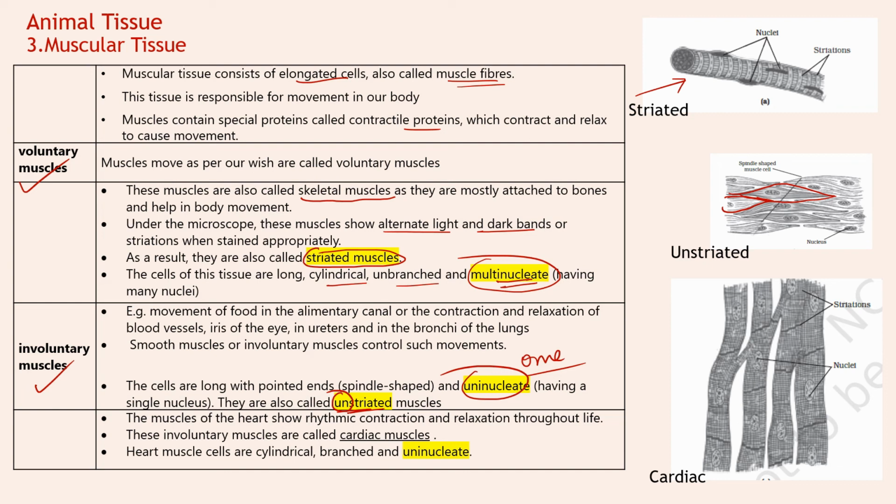Now comes cardiac muscle. It shows rhythmic contraction and relaxation movement in the heart. So they are known as cardiac muscle, and they are also uninucleate. So among these three types of muscles, the striated muscles, based on their name, once we stain them, show alternate bands. That's why they are striated. They are multinucleated, whereas unstriated and cardiac are uninucleate. Both are involuntary, but cardiac muscle shows rhythmic contraction and relaxation movement.